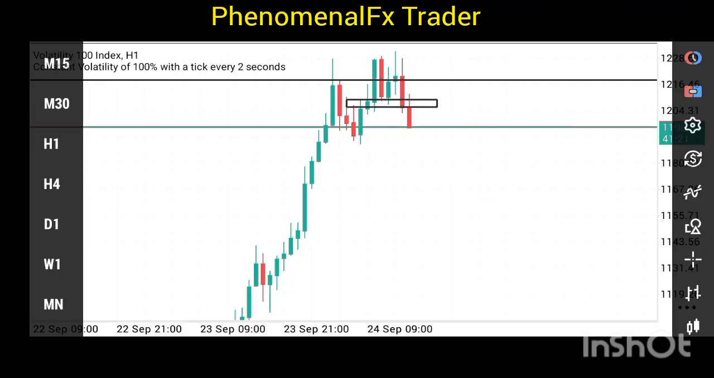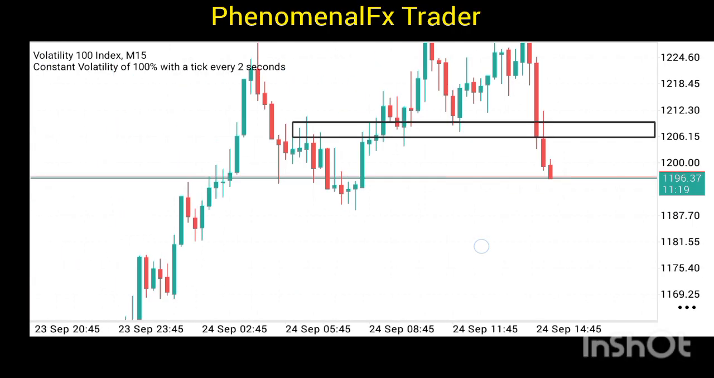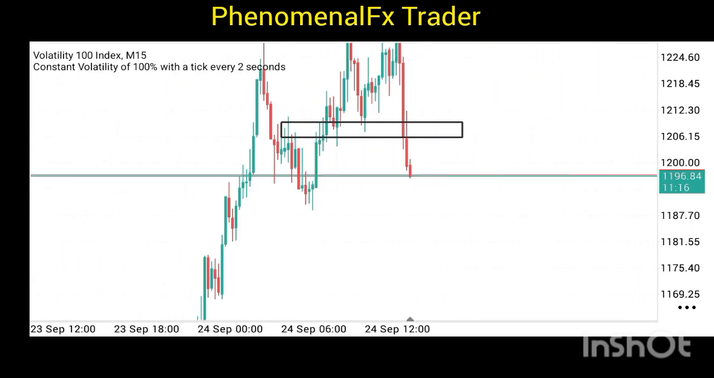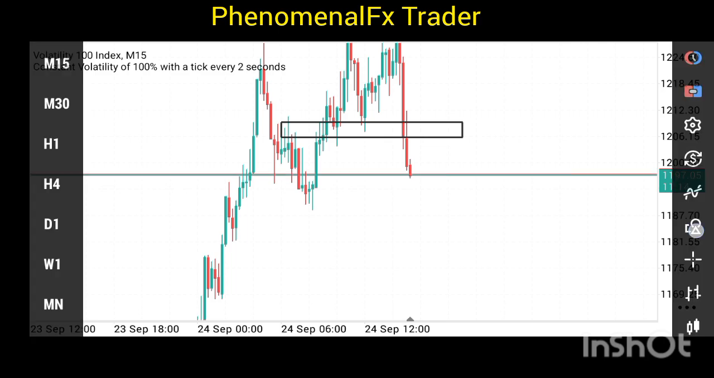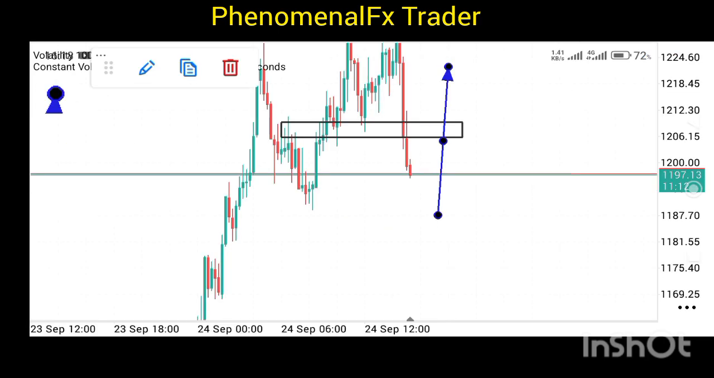Then you can even go to as low as the 15 minutes time frame to understand it even better. You can see the zone we just marked is a very nice zone. In fact, the market actually created a double top. If you look closely, you'll see there was a double top here.